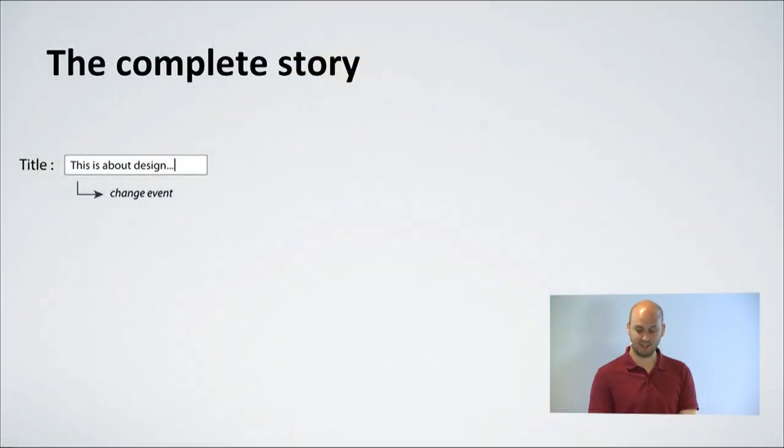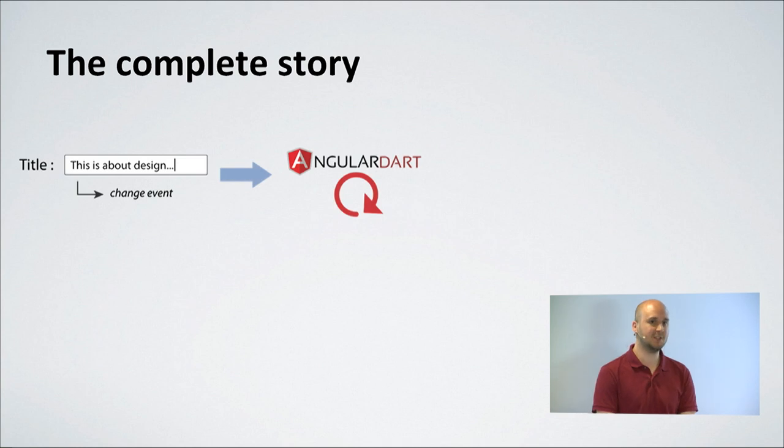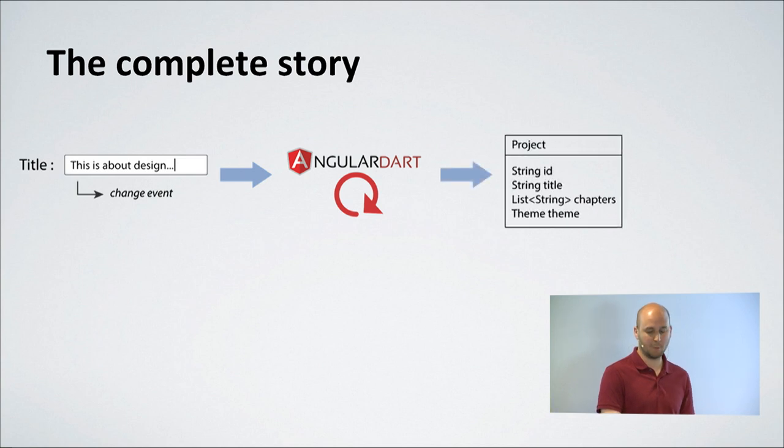Let me tell the complete story of a user action. I have my user, a girl named Natasha. Natasha wants to change the title of her presentation, so she has an input. She changes the title. The browser fires a change event. That change event is handled by Angular Dart. We don't see it. And Angular Dart operates a binding.